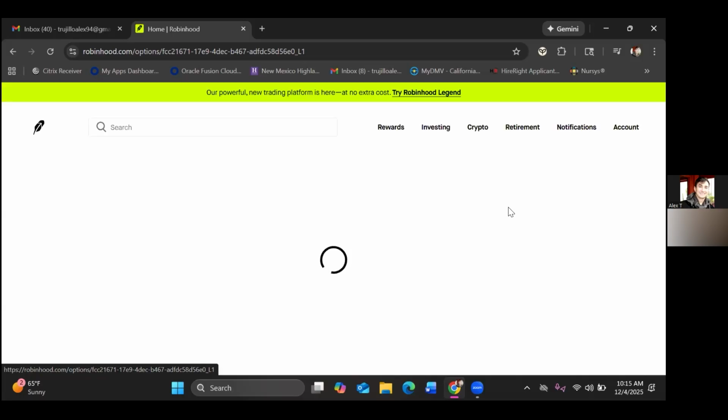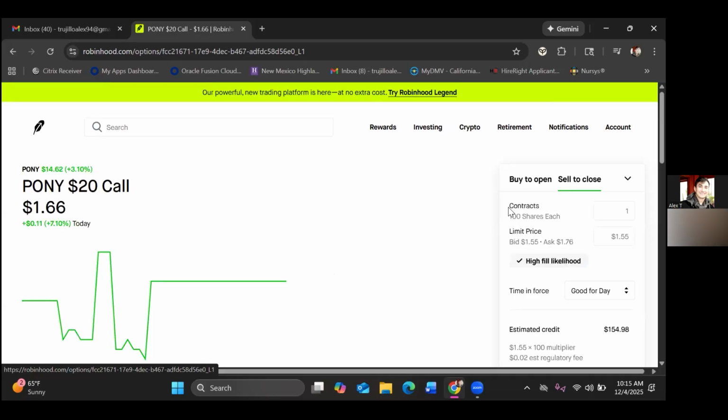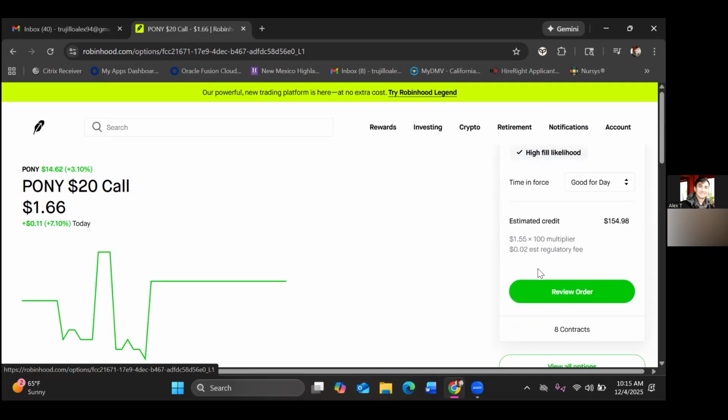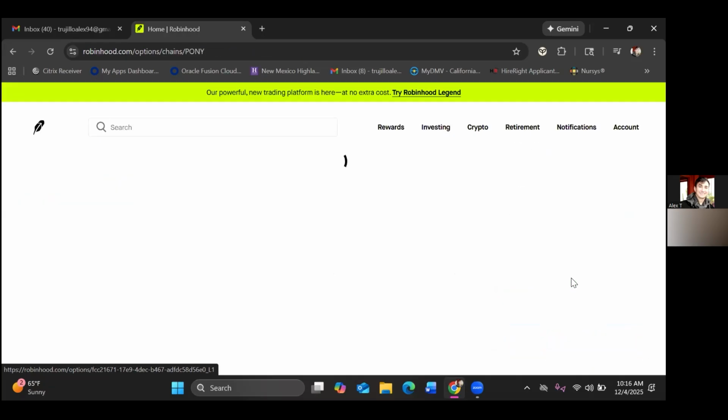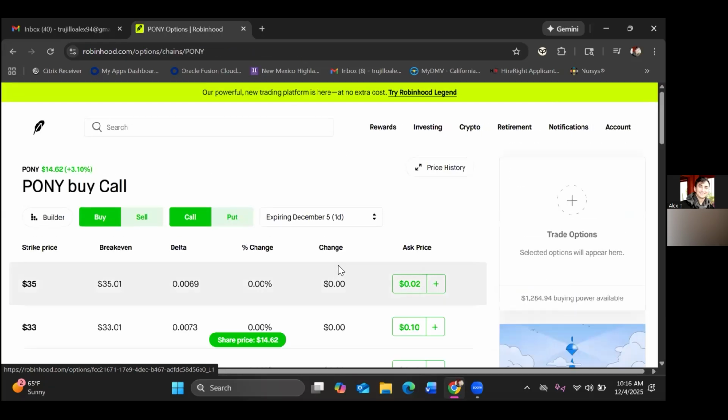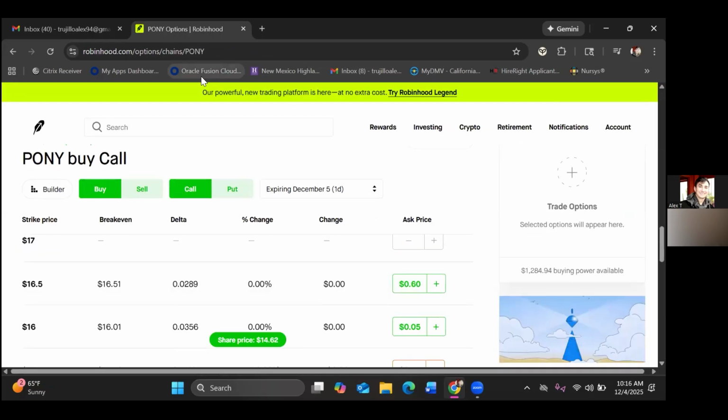And then let's look at where it's trading. I think a 15 strike is good. Yeah, it's been holding really steady there. So I'm going to do Pony, let her load up, sell call. We'll let it load up. Okay, let's go to the bottom. On the bottom it says view all options. Yeah, let's sell a call. Sell call.